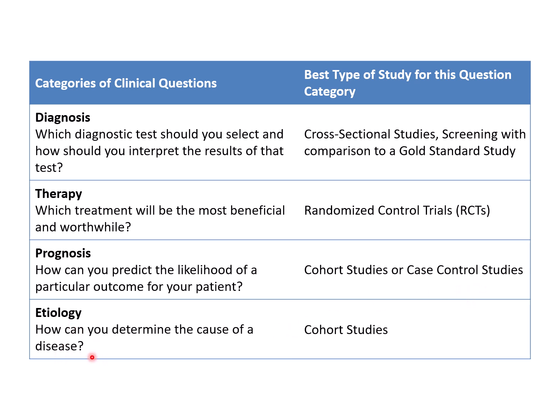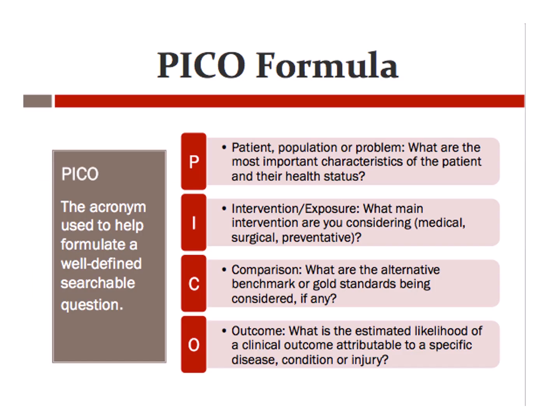Okay, for etiology, how can you determine the cause of a disease? Such kind of question can be answered through cohort studies. So if you have such kind of a clinical question, then you will look into the cohort studies in literature.